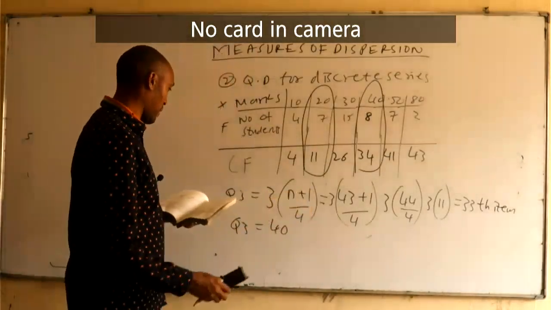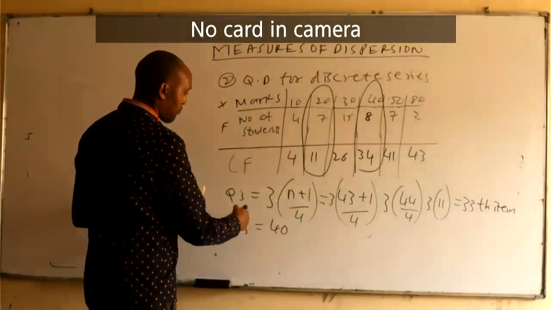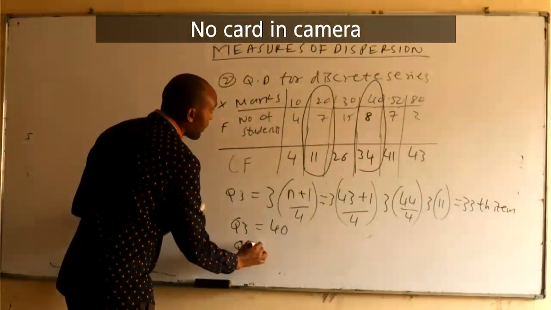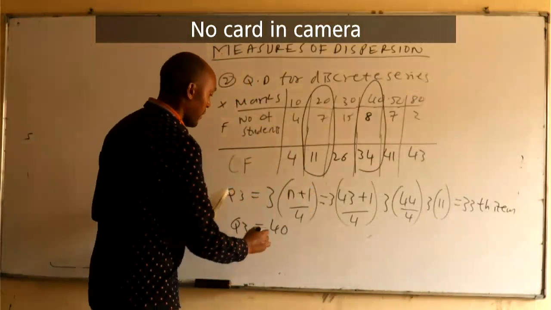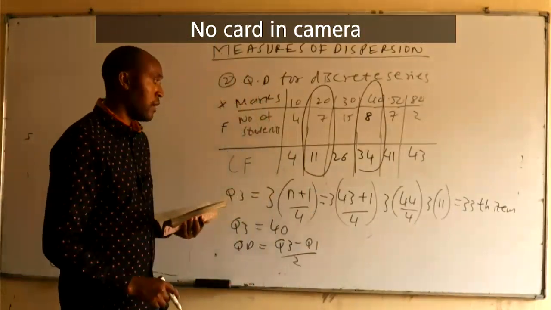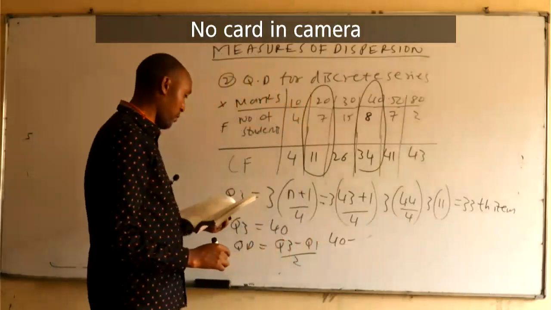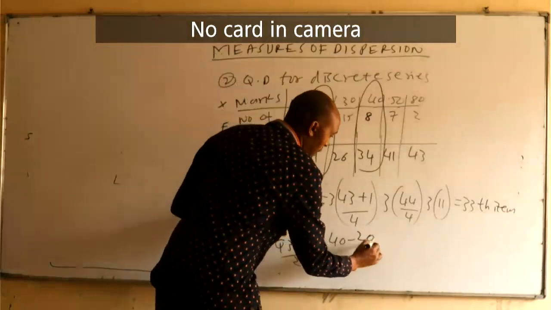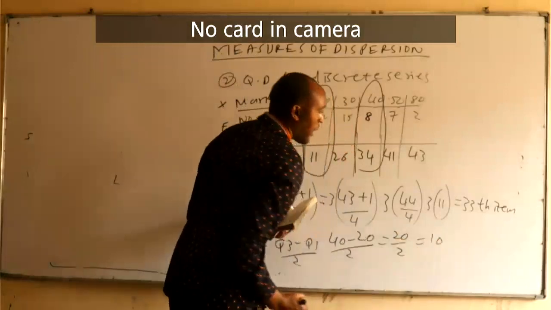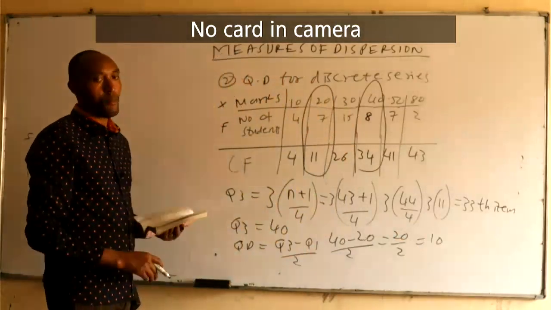So we have understood. Then now, how do we get the quartile deviation? We go back to our formula. For quartile deviation, we say Q3 minus Q1 divided by 2. So that's what we want. We have 40 minus 20, which is our Q1, divided by 2. So this will be 20 divided by 2, which is equal to 10. So our QD, our quartile deviation, is equal to 10. Simple as that.